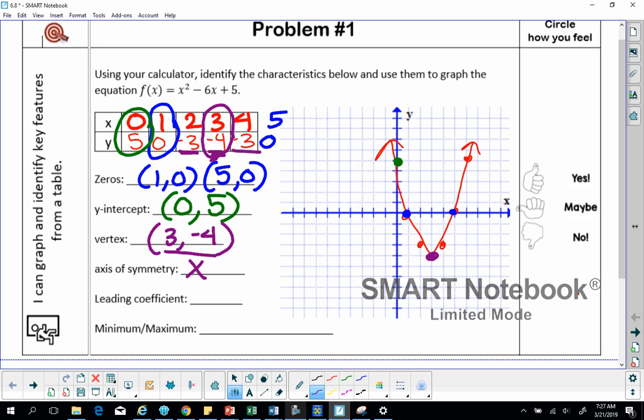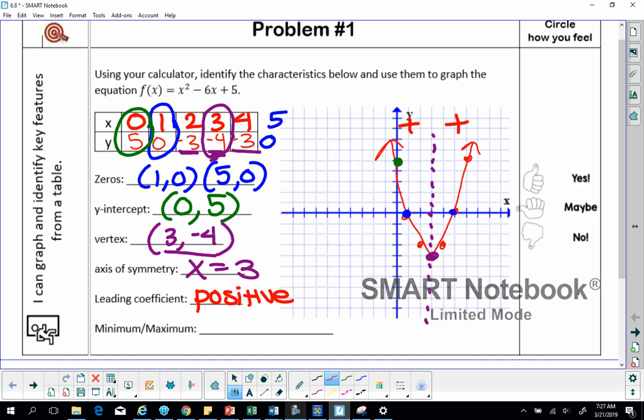Good, x equals 3. Remember, it's an equation, so it splits it in half, and it's the x coordinate of your vertex. What's your leading coefficient? Is it positive or negative? Is she smiling or frowning? Smiling, right? So she would be positive, Patricia. So we know it's going to be positive.